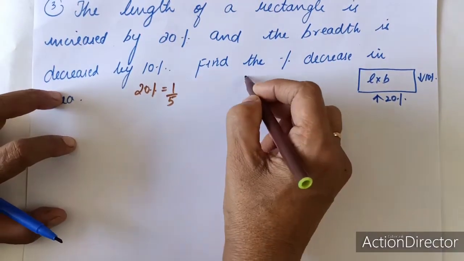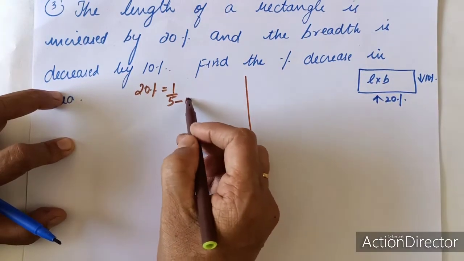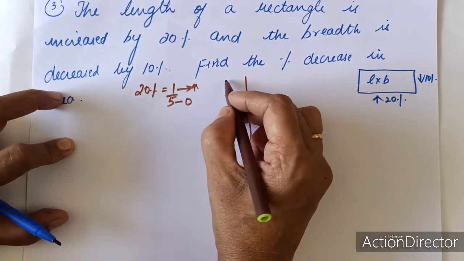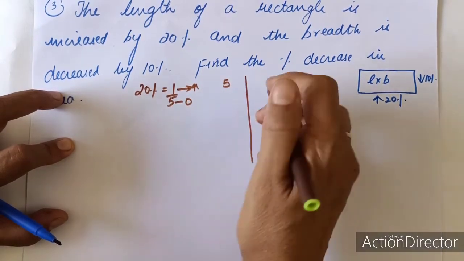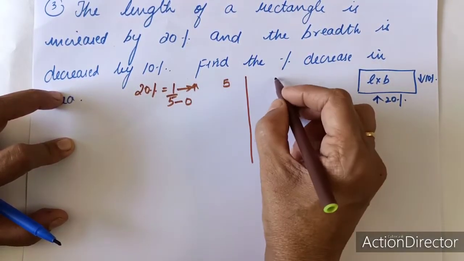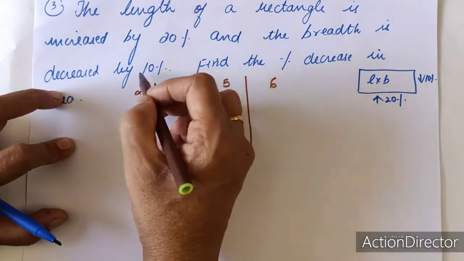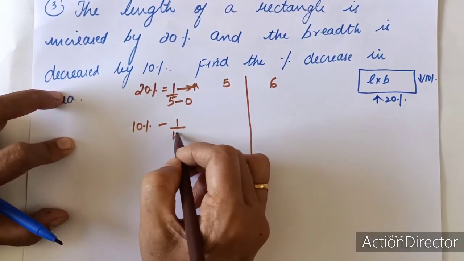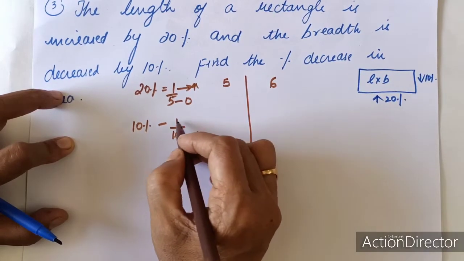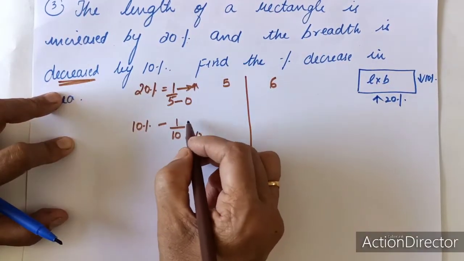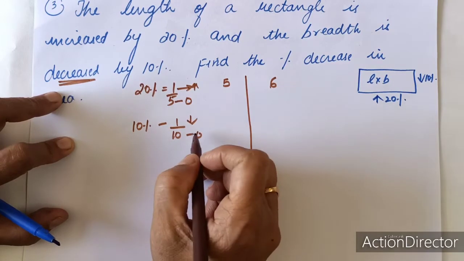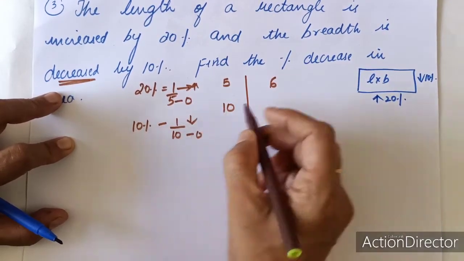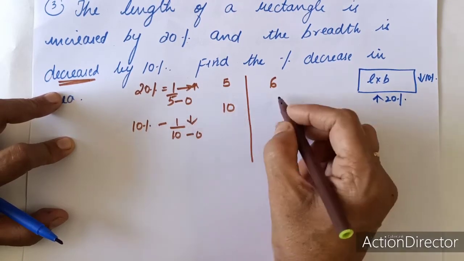As I said, you make two columns. So 5 will be the original and 1 will be the increment. So my initial will be equal to 5 and the final will be 5 plus 1, which is equal to 6. Next, 10% means 1 upon 10. So original will be 10, and since it is decreased, you have to subtract. Put the downward arrow so that you remember we have to subtract. So initial is 10 and my final will be 10 minus 1, which is equal to 9.